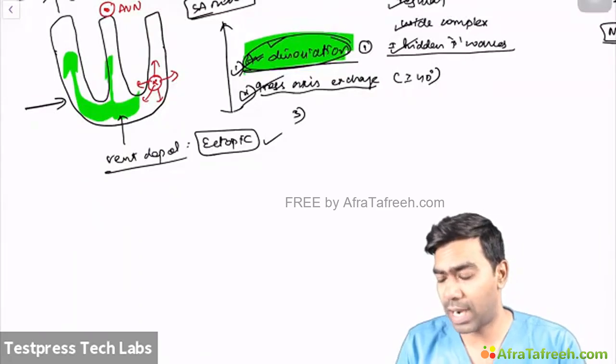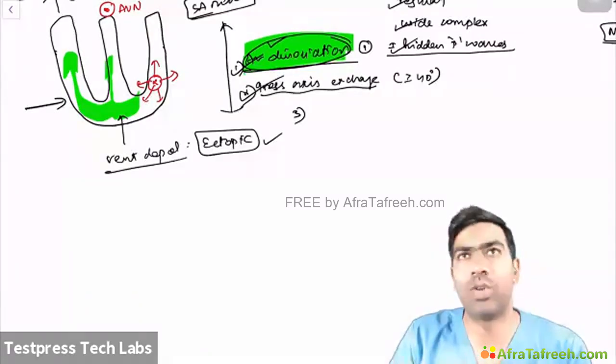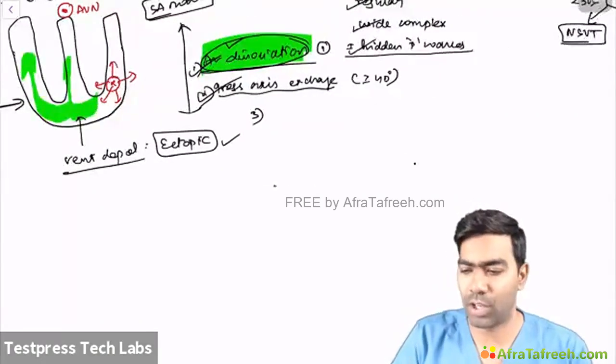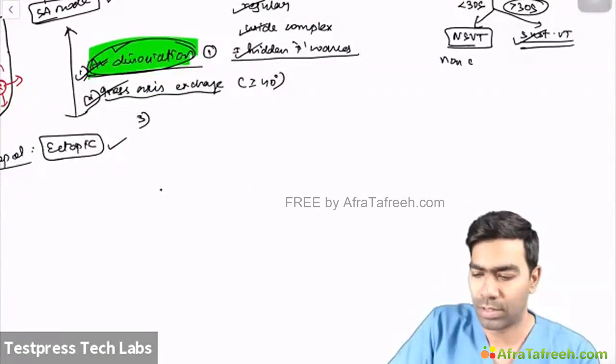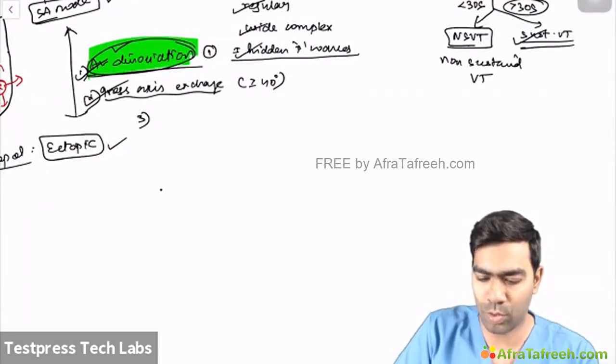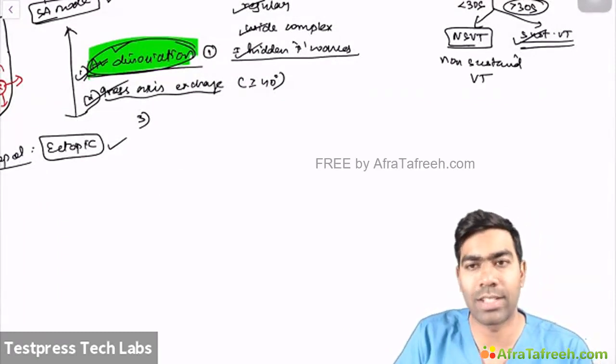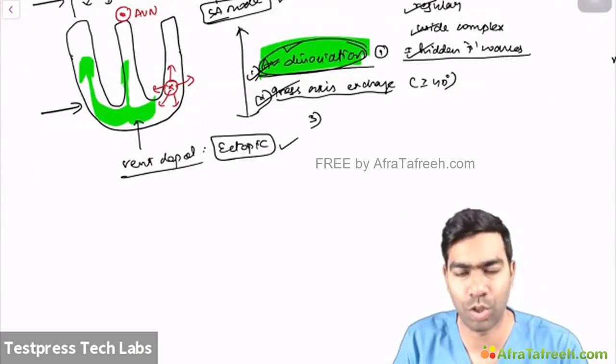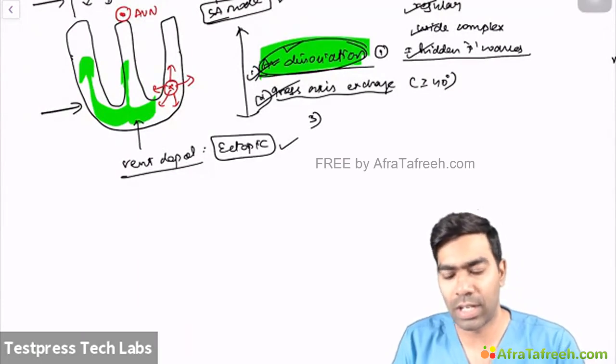And apart from that, there are some other classical features. NSVT means non-sustained VT, non-sustained ventricular tachycardia, and don't think it's non-supraventricular tachycardia. It's a non-sustained ventricular tachycardia. It's called basically NSVT only. That's a term that's used in books also. So then we have the third point.